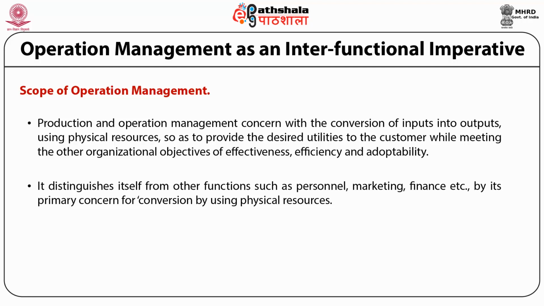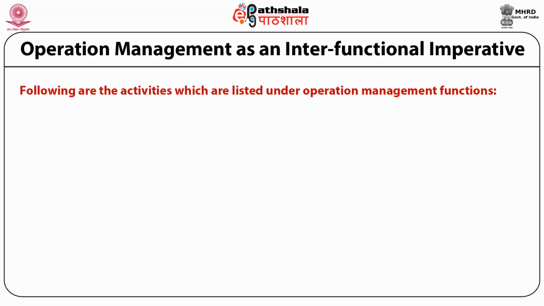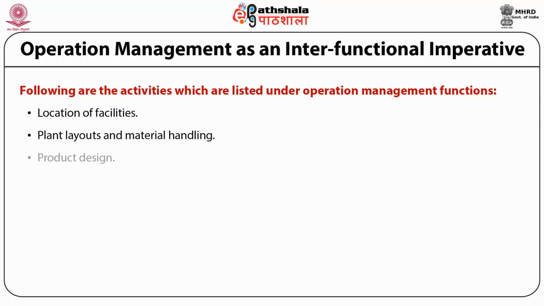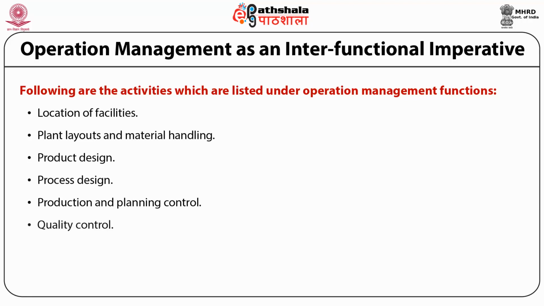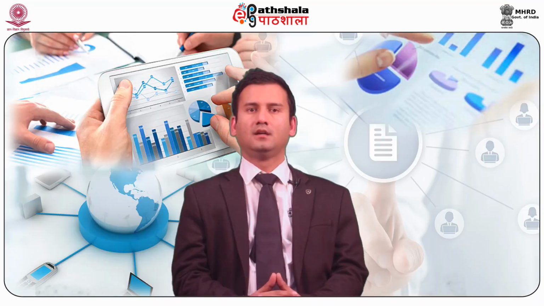Following are the activities which are listed under operation management functions: location of facilities, plant layout and material handling, product design, process design, production planning and control, quality control, materials management, maintenance management.